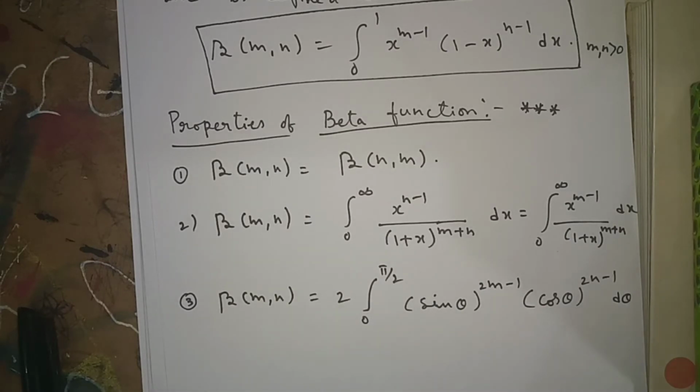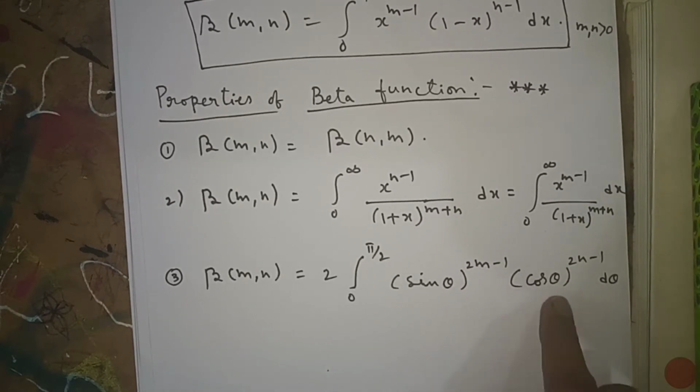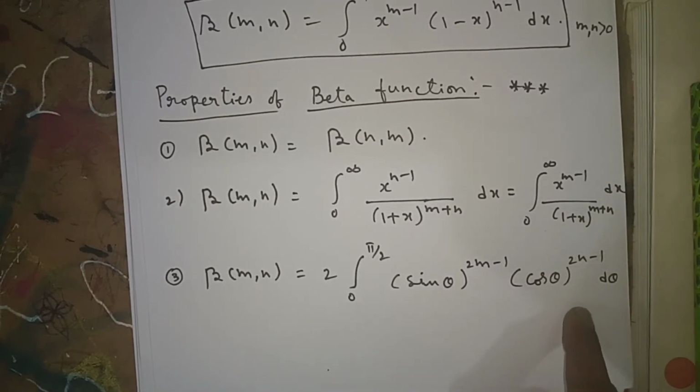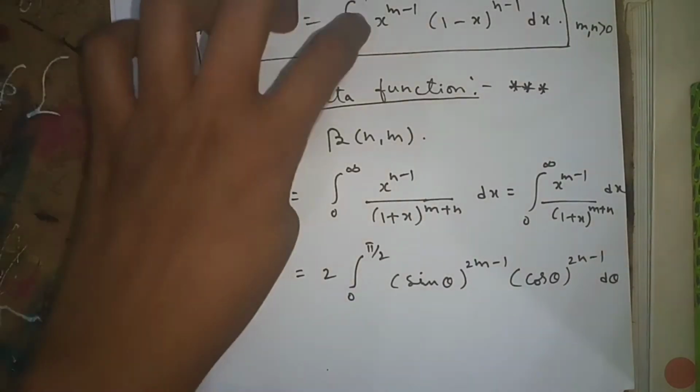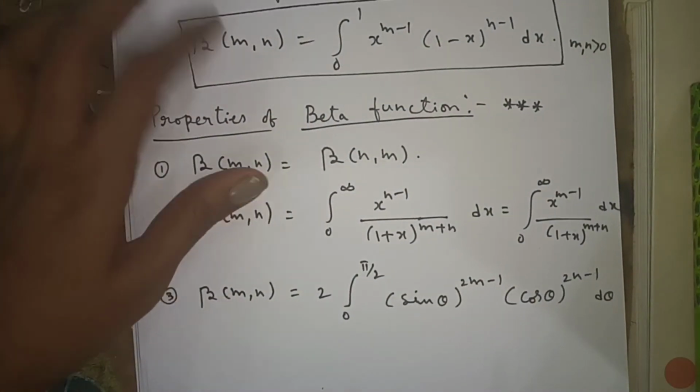And the third property. For all these properties we have proofs, and we have to prove all the properties. Like formulas, you have to remember them by heart, as well as prove all the formulas. The third one is beta of m, n is equal to 2 integral 0 to pi by 2 of sin theta to the power of 2m minus 1 into cos theta to the power of 2n minus 1 d theta. These three are the formulas. While doing problems or properties, we need to use these formulas. You also have to learn the beta and gamma function definitions.